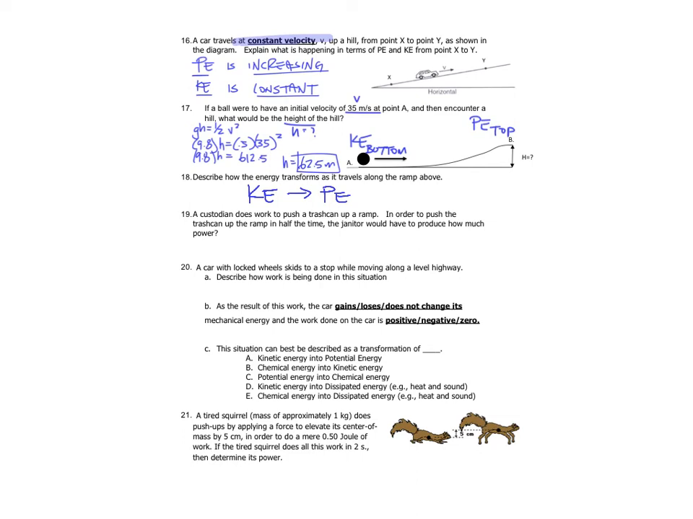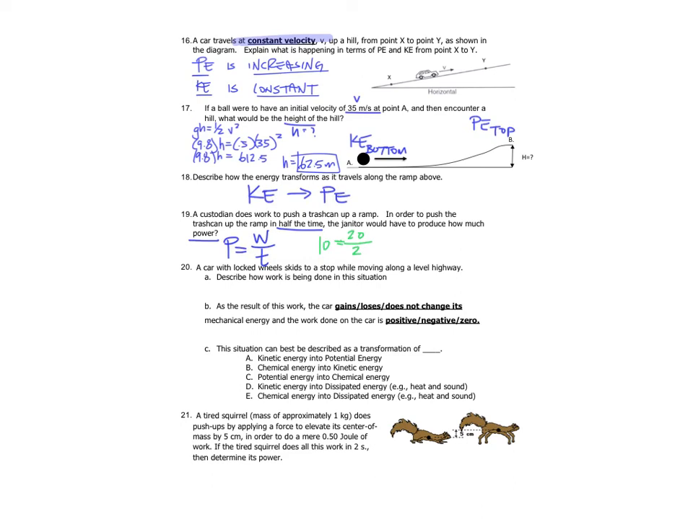A custodian does work to push a trash can up a ramp. In order to push the trash can up the ramp in half the time, the janitor would have to produce how much power? So we want to figure out how much power he's going to produce when he pushes it in half the time. So our equation is power equals work divided by time. An easy way to understand what's going on here is to plug in some numbers to correspond to power, work, and time. So for example, if I have a work of 20 and a time of 2, that means that my power has to be 10.